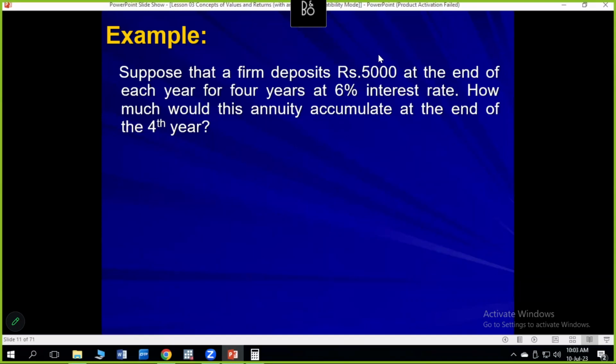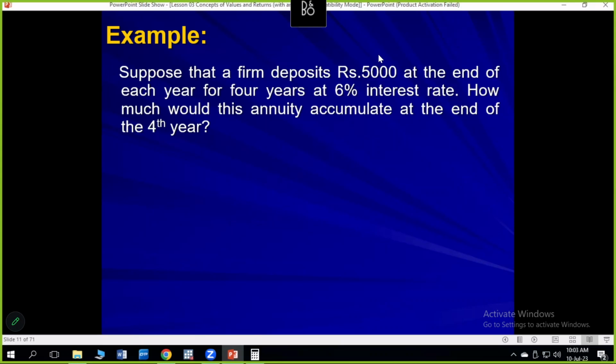In the earlier case, it was only one time. That is called a lump sum. Rather than putting a small amount of money every year, they can put big money at the end of a year and let it grow for a long time, and later they can withdraw it. But this is different. This is called an annuity.